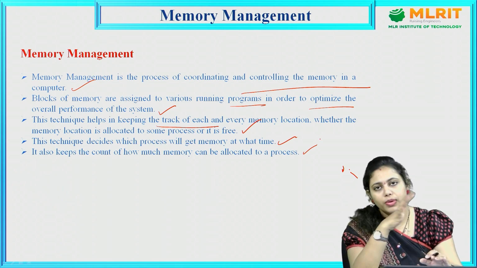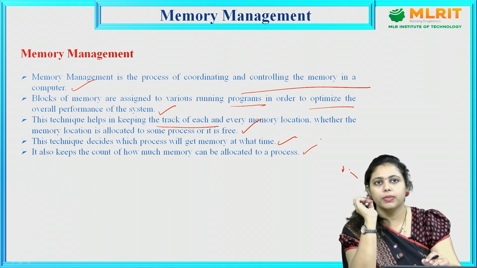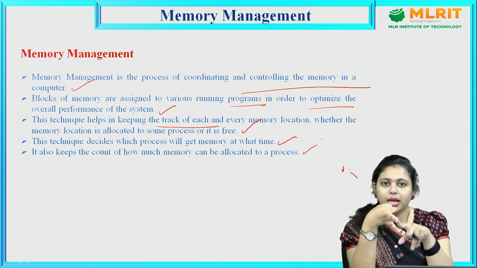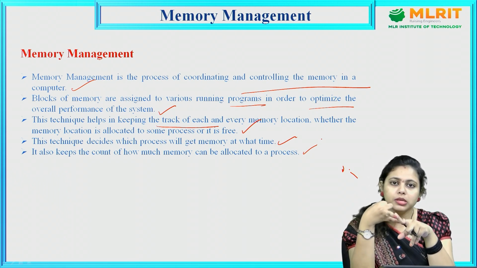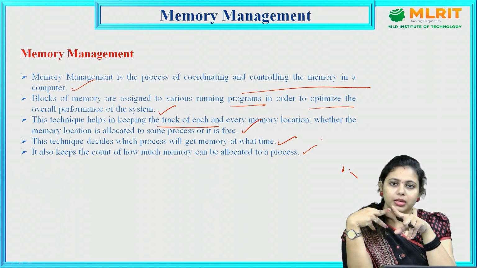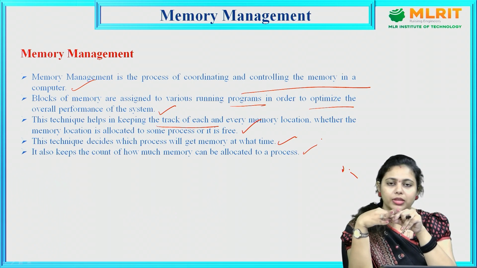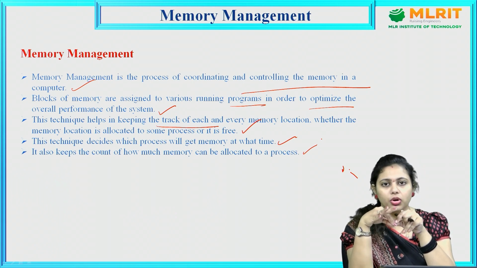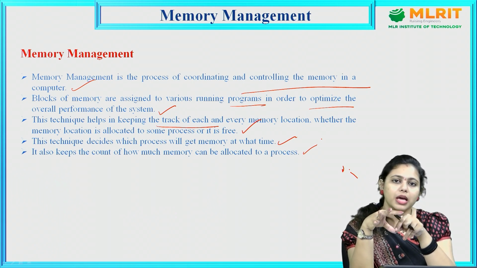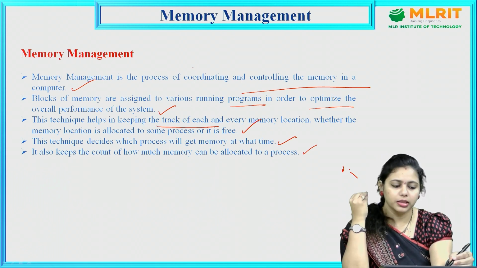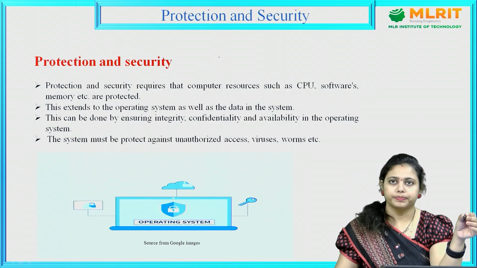What are the main steps we are going to discuss in memory management? How much memory I have, how much memory I am allocating to each and every process, after allocating whether it has been stored properly or not, and after that, when deleting, whether the memory has been freed or not, so it can be utilized by another process. All these 5 steps are very important in memory management.